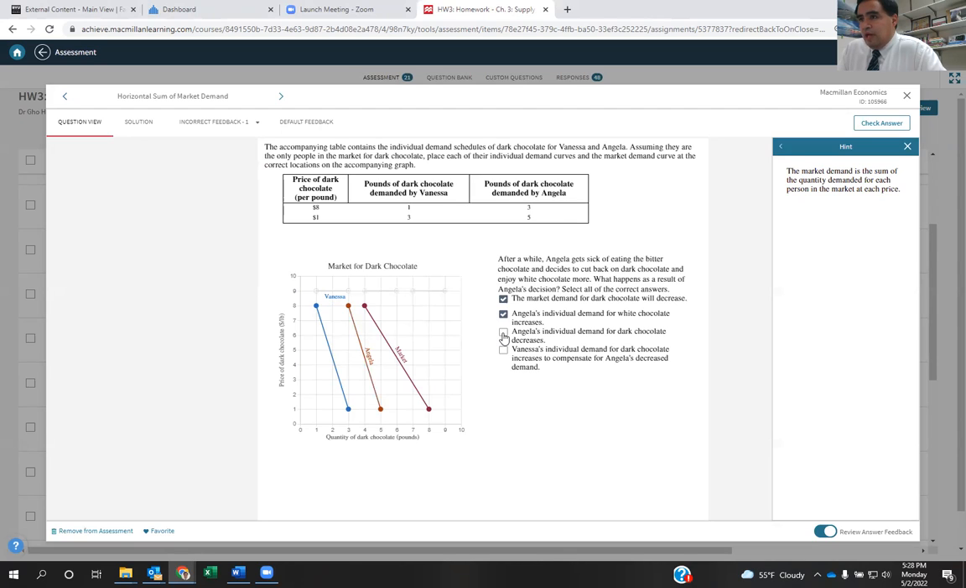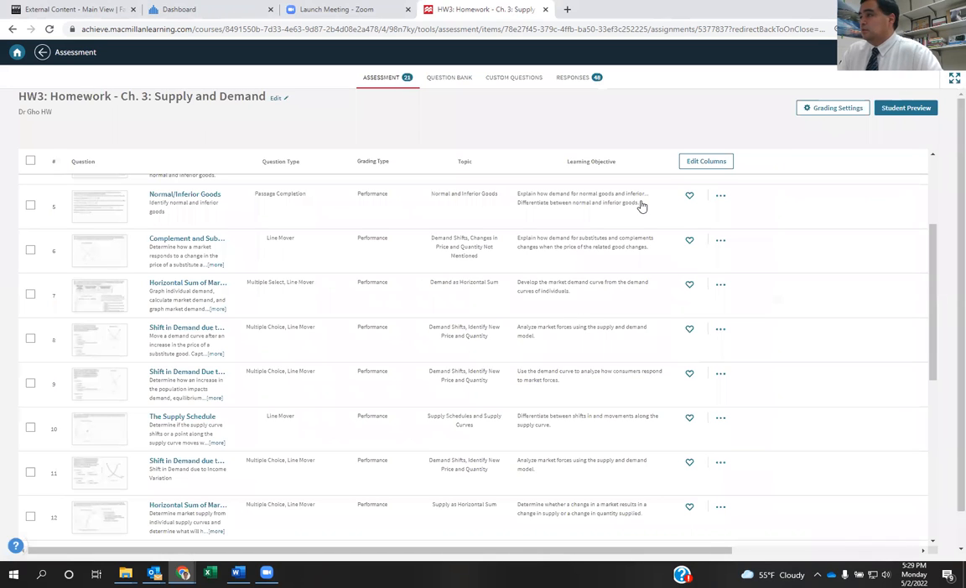Angela's individual demand for dark chocolate decreases. Yeah, as much as she's substituting her white chocolate for dark chocolate. White chocolate is good, but I don't know, dark chocolate is better. But those are my taste and preferences. Vanessa's individual demand for dark chocolate increases to compensate for Angela's decreased demand. No, nothing in here says anything about any change of Vanessa's demand for dark chocolate. So there's the answer for question number 7.